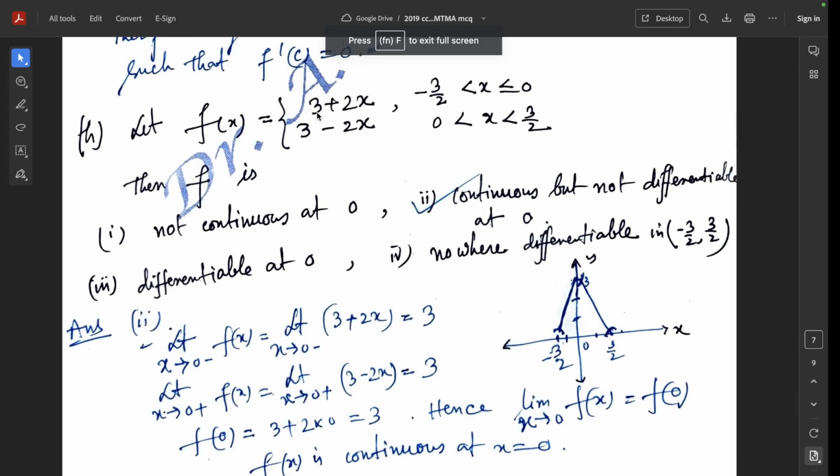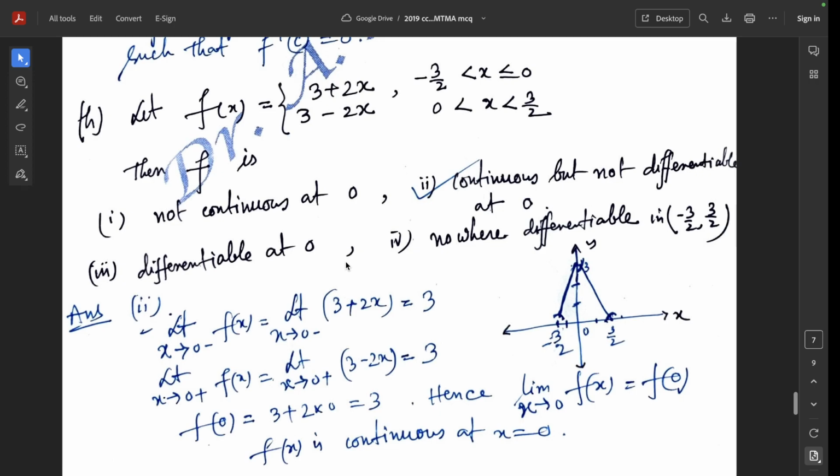Here f(x) equals 3 minus 2x within the interval minus 3 by 2 less than x less than 0. So in minus 3 by 2 to 0, this semi-closed interval, this is the graph of 3 plus 2x within this semi-closed interval. And when 0 less than x less than 3 by 2, we get 3 minus 2x. This is the opening interval.